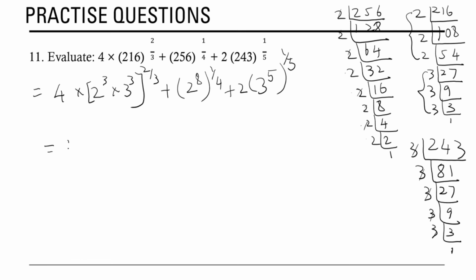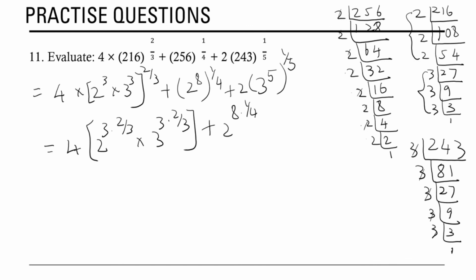So this one, 4 into 2 cube into 3 cube, the whole raised to 2 by 3. I am bringing this 2 by 3 inside. So I get 2 cube into 2 by 3 into 3 cube into 2 by 3, plus this 2 raised to 8, the whole raised to 1 by 4, is 2 raised to 8 into 1 by 4, plus 2 into this 3 raised to 5, the whole raised to 1 by 5, is 3 raised to 5 into 1 by 5.